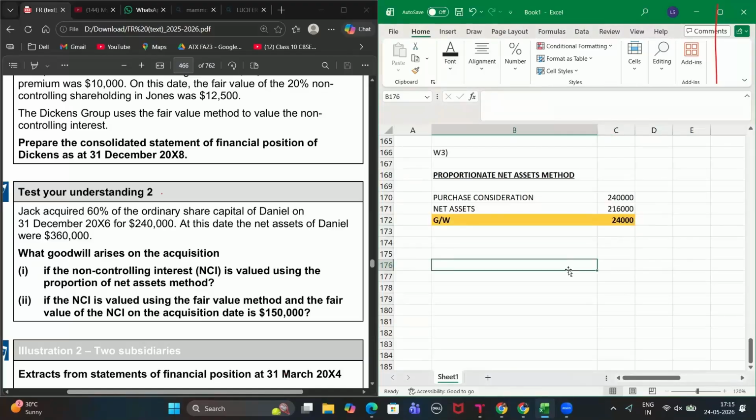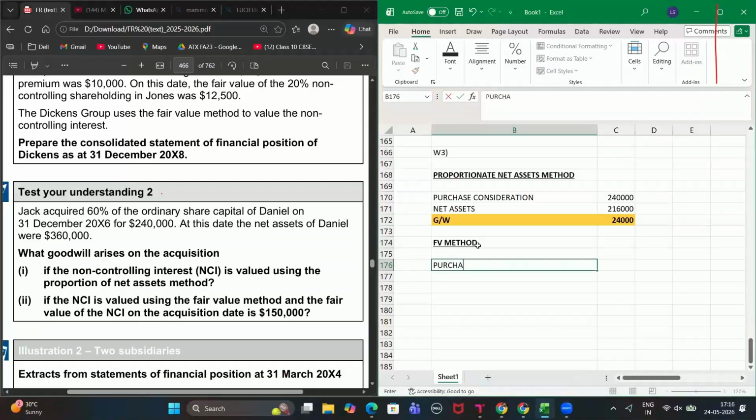If you guys have any doubt regarding this, please tell me in the chat box. Do you guys have any doubt regarding this proportionate net assets method? Any doubts? Is it clear? What about the fair value method? How do we calculate the fair value method? What all are the values that we need?